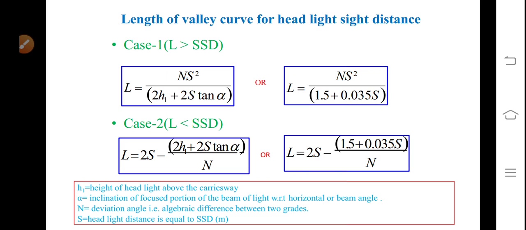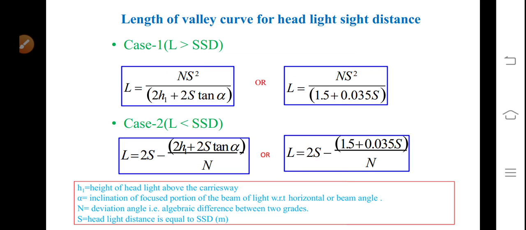In case of summit curve, there is no problem of headlight during night time. Everything is visible, whether from opposite direction a vehicle is approaching or not, or any obstruction is there, any object is there on the pavement surface. Whatever direction you are going in, that headlight will make us see those objects or the oncoming vehicle.